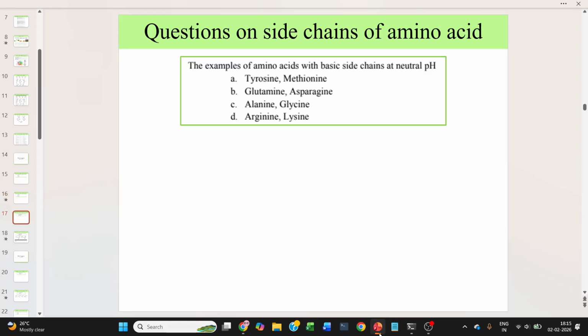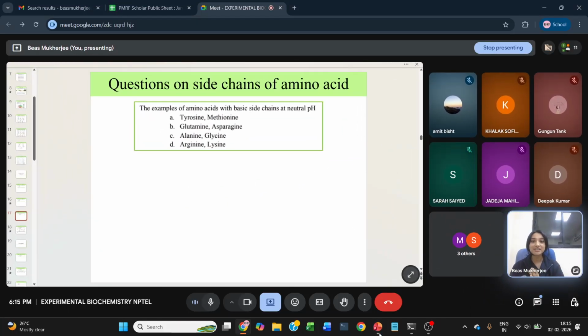Okay, now we go to the next question. Next question is the examples of amino acids with basic side chains at neutral pH. Basic side chain means that the side chain is going to have positive charge at neutral pH. So that means that these are positively charged amino acids. Which of these do you think are positively charged amino acids? Okay, try answering.